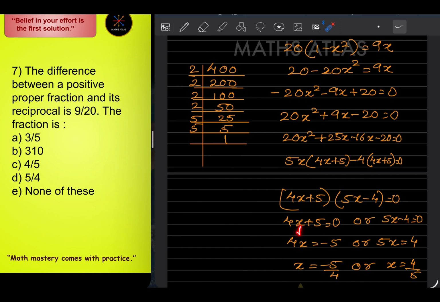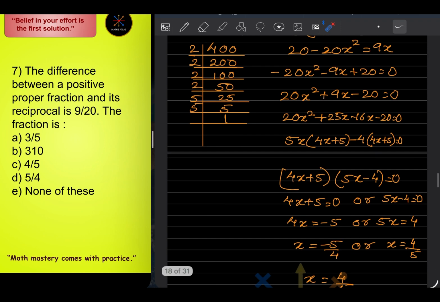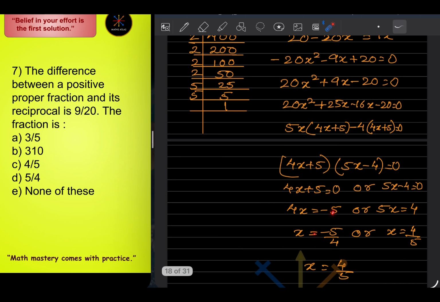So 4x will be, this will go on the other side, minus 5. And 5x, this will go to the other side, that is going to be plus 4. So x will be minus 5 by 4, because this is a multiplication, it goes to the other side, it gets divided. And here x is going to be 4 by, if this goes on the other side, that is going to be 5. So they have asked the difference between a positive proper fraction.